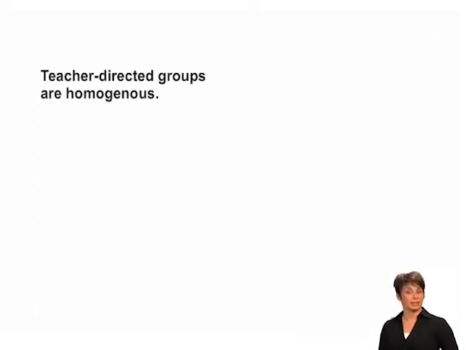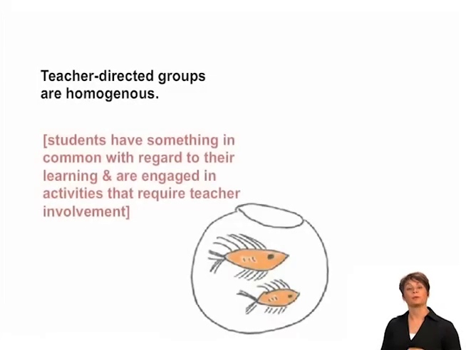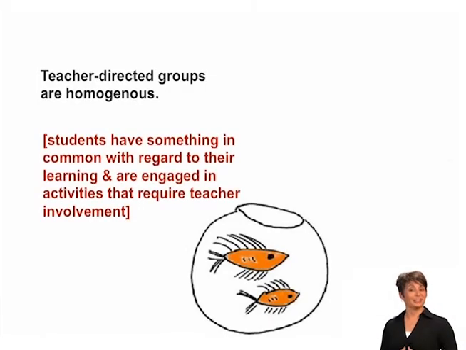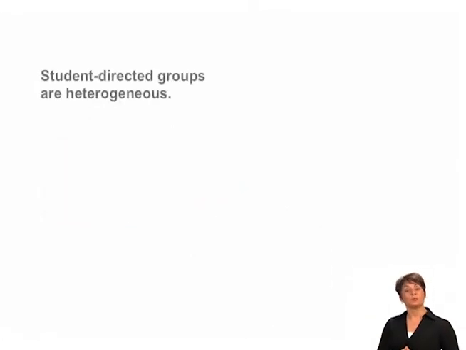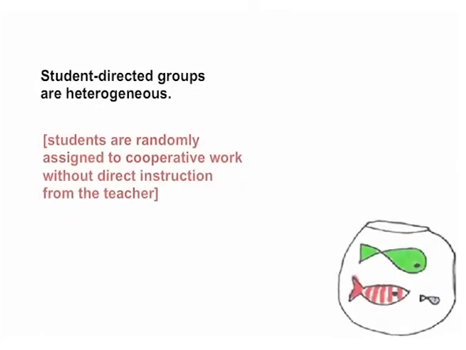In teacher-directed group work, students are grouped homogeneously. In other words, they have something in common with regard to their learning and are engaged in activities that require teacher involvement, either reteaching or advanced activities. In student-directed groups, students work together on activities without direct instruction from the teacher. Student-directed groups are often heterogeneous, and cooperative learning techniques are employed. Let's listen as this teacher shares how she uses homogeneous grouping or teacher-directed grouping.